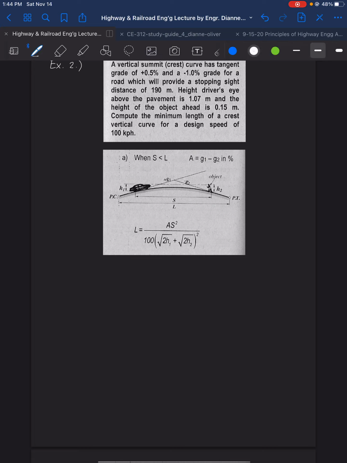So our given is G1 equal to 0.5%, G2 is negative 1.0%, S of 190 meters, height of the driver's eye 1.07 meters, height of the object is 0.15, and the design speed V is equal to 100 kph.